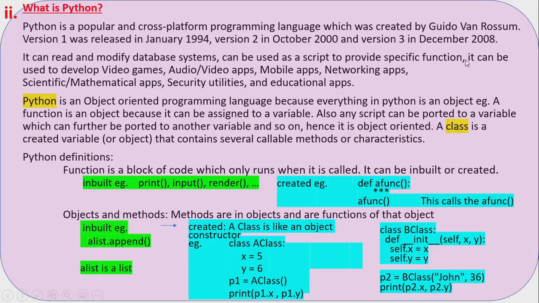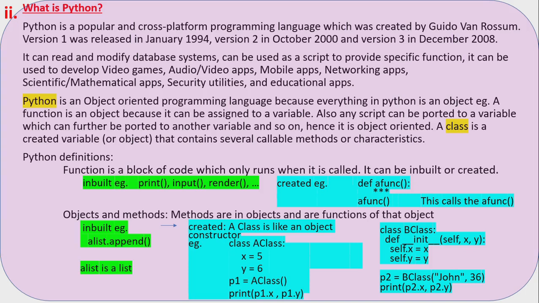Objects and methods. Methods are in objects and are functions of that object. It means that objects, like variables, also have functions which are inside of the object. There are inbuilt objects and methods.